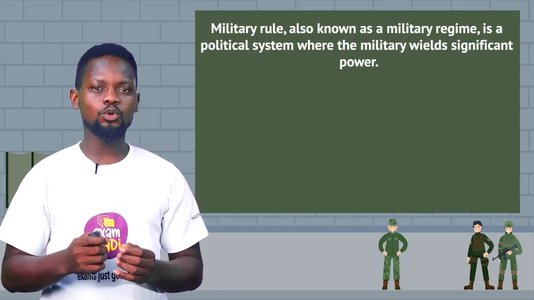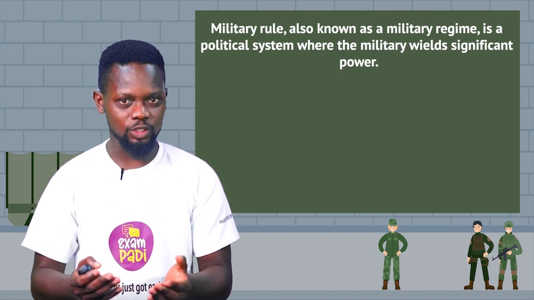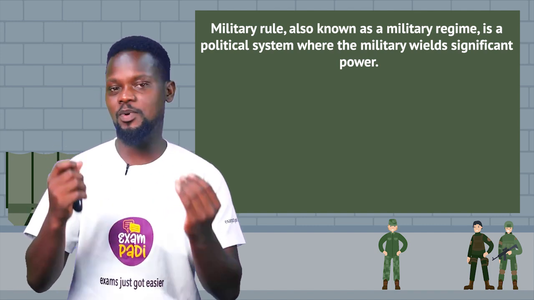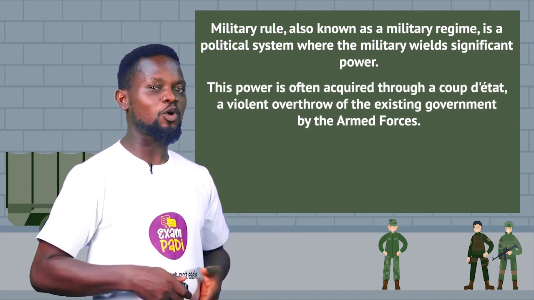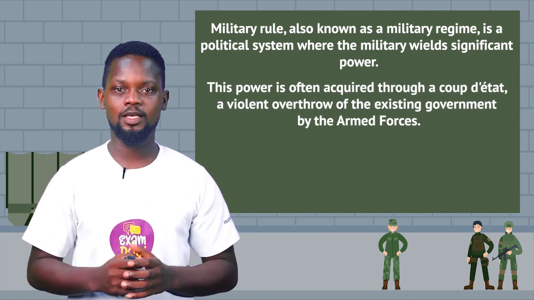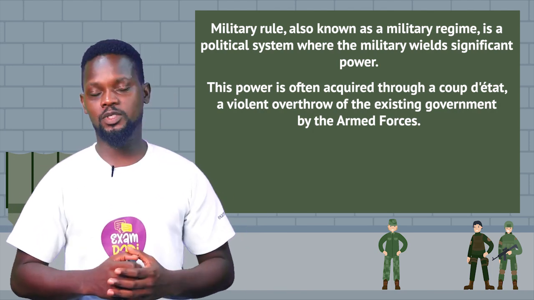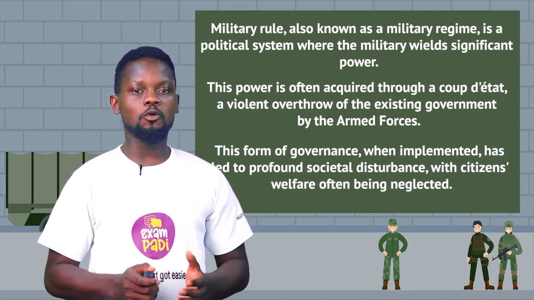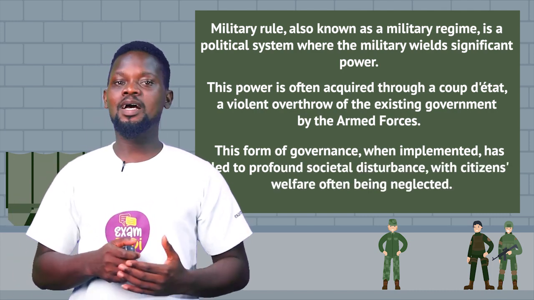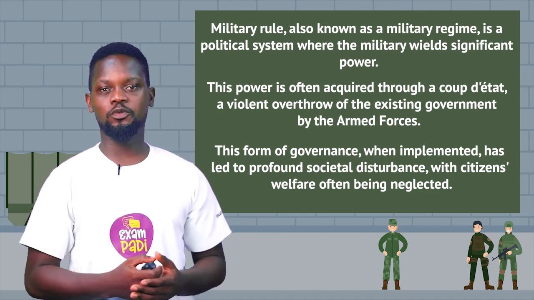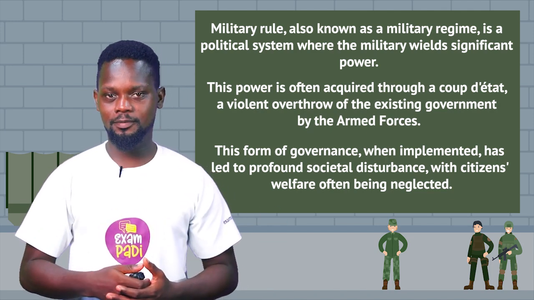Come along with me as we define what military rule is. Military rule, also known as a military regime, is a political system where the military wields significant power. This power is often acquired through a coup d'etat, a violent overthrow of the existing government by the armed forces. This form of governance, when implemented, has led to profound societal disturbance, with citizens' welfare often being neglected.